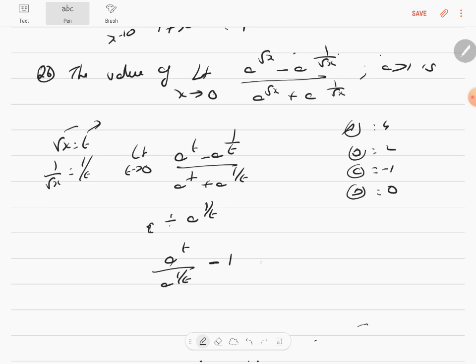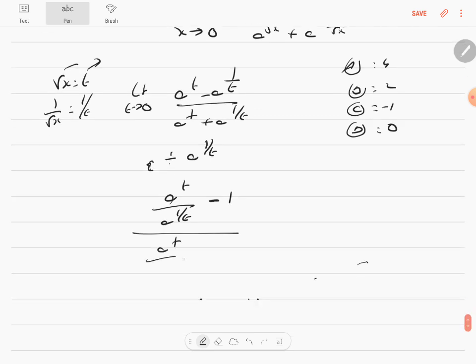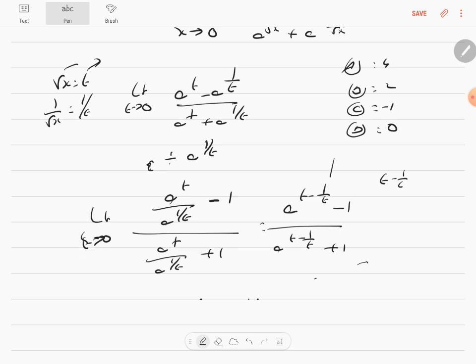So a to the power t by a to the power 1 by t minus 1 by a to the power t by a to the power 1 by t plus 1, and taking this to the numerator, it's a to the power t minus 1 by t minus 1 by a to the power t minus 1 by t plus 1. Again limit t tends to 0, and you got it in a format of 1 by 0.